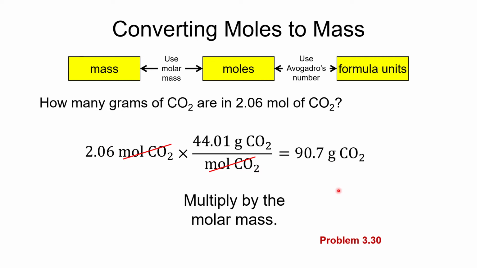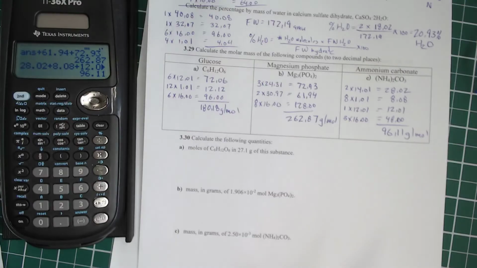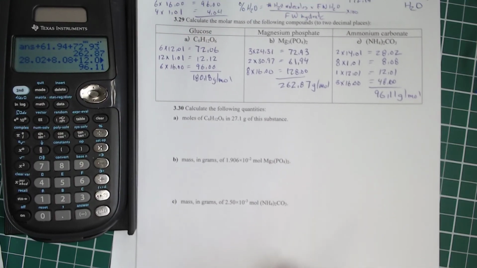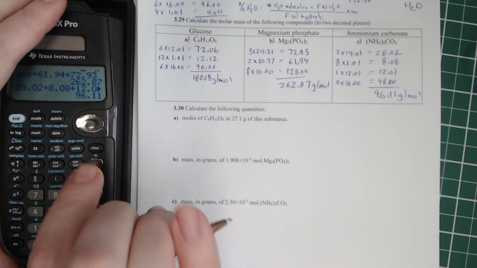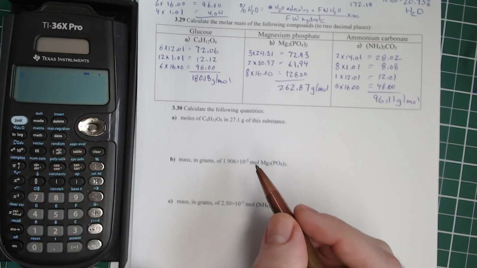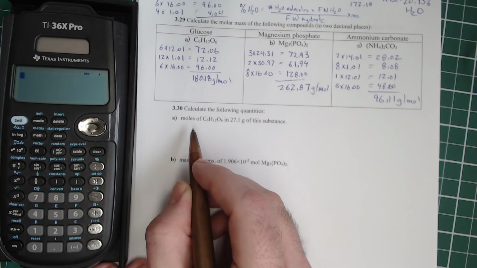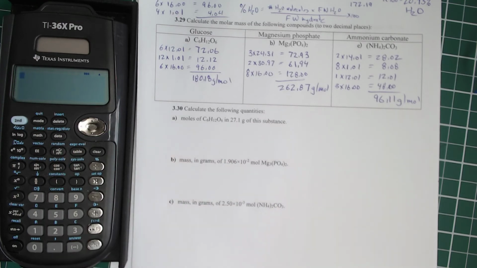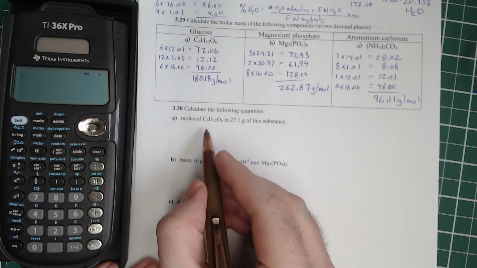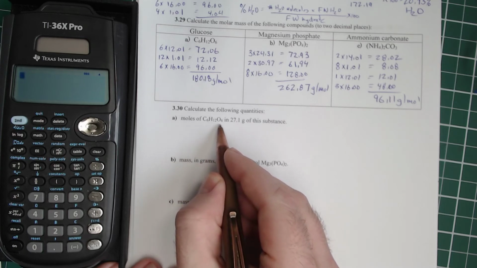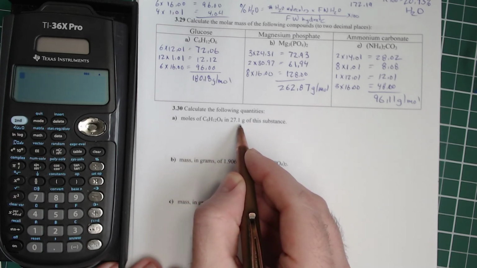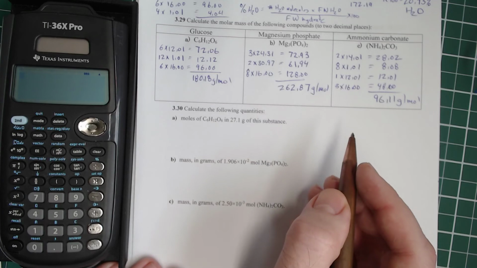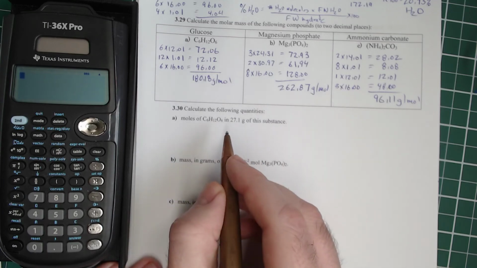So let's look at number 30 on the in-class assignment. So here is number 30. We'll clear all that stuff we did a minute ago. So here we want to know the number of moles of glucose, C6H12O6, in 27.1 grams of this substance. All right, that's easy enough.